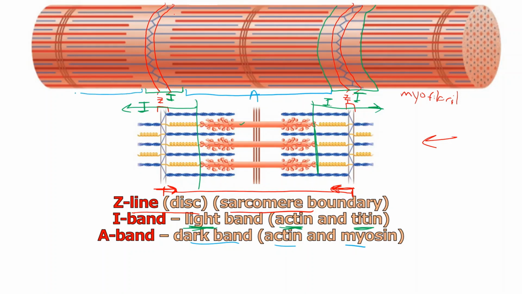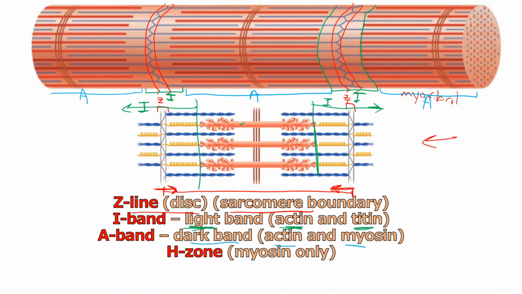I can start another A band going over this way, and I can start another A band going over this way where I have the word myofibril written. And you can see this A-I pattern, light, dark, light, dark, light, dark. And this is what gives the striated look to skeletal muscle and cardiac muscle.